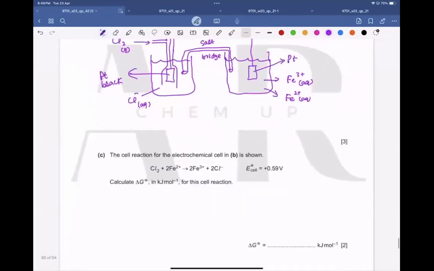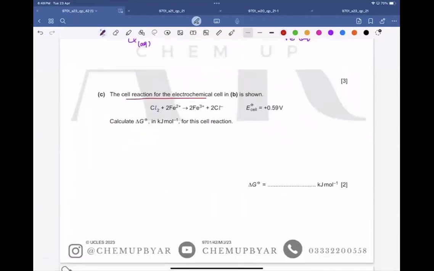Now, the cell reaction for the electrochemical cell in B is shown. Okay. Calculate the Gibbs free energy in kilojoules per mole for this reaction. Okay. So for Gibbs free energy, if you recall the expression, Gibbs free energy is equal to minus n F times E naught cell, where n is the number of electrons transferred, F is Faraday's constant, which is 96500 coulomb, and E naught cell is given over here.